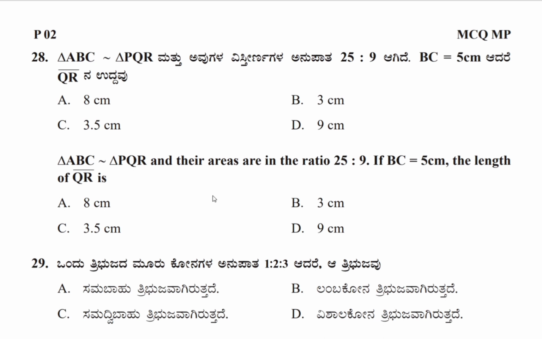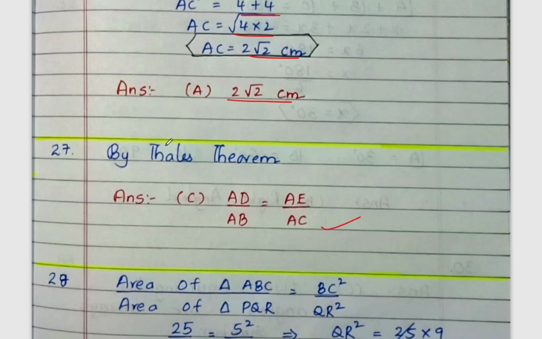Moving to next question. Triangle ABC is similar to triangle PQR and their areas are in the ratio 25:9. If BC equals 5 cm, then the length of QR is. This has been repeated many times. We already have solved many questions on this. If two triangles are similar, then the ratio of their areas will be equal to the squares of their corresponding sides.